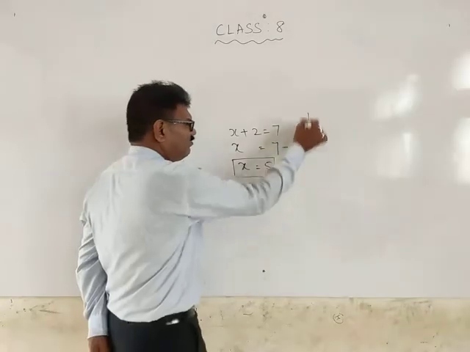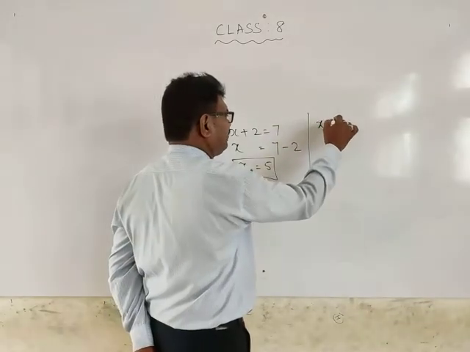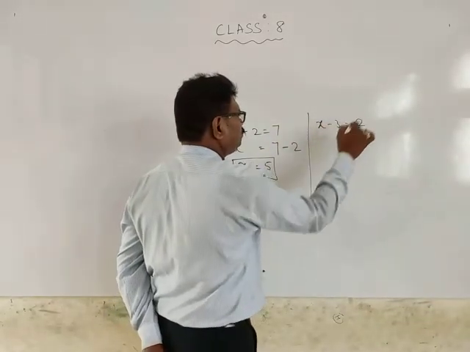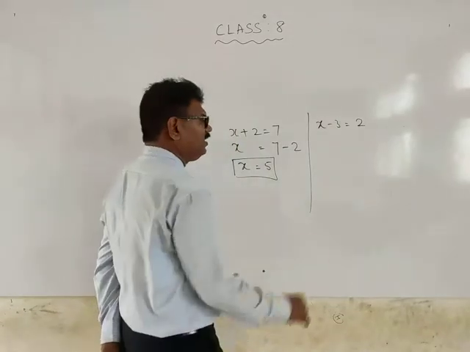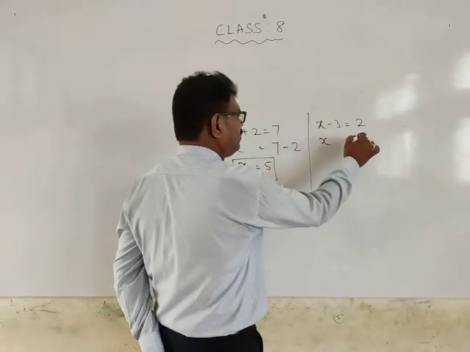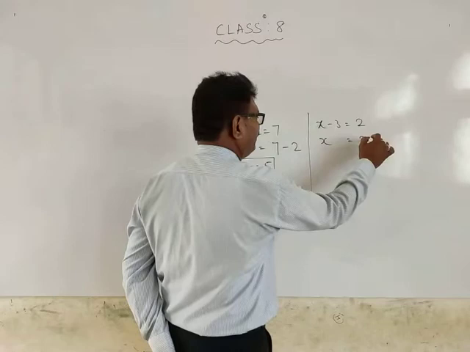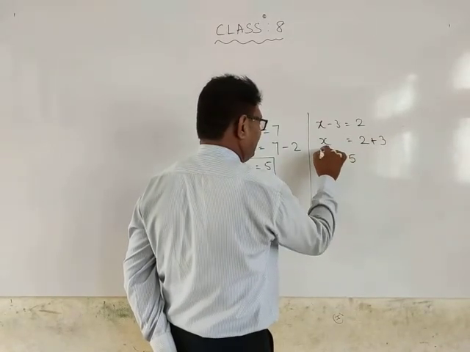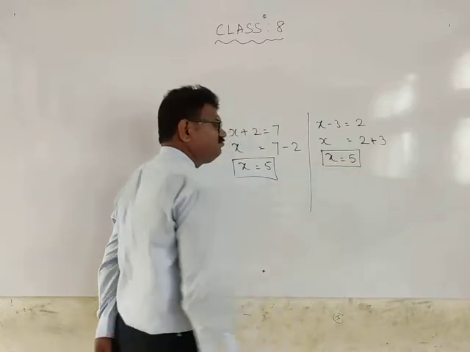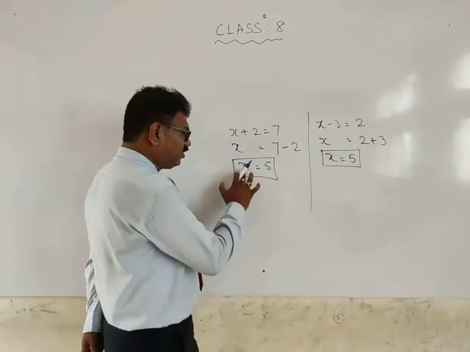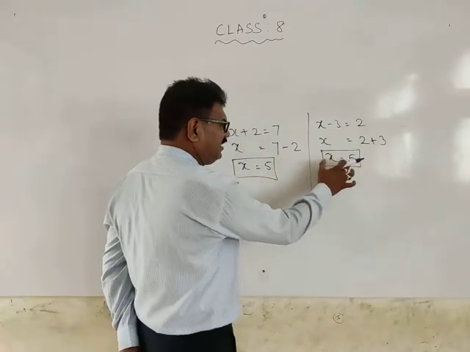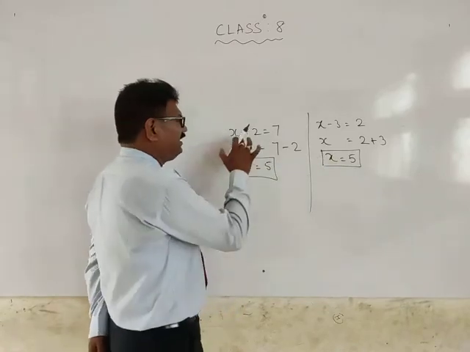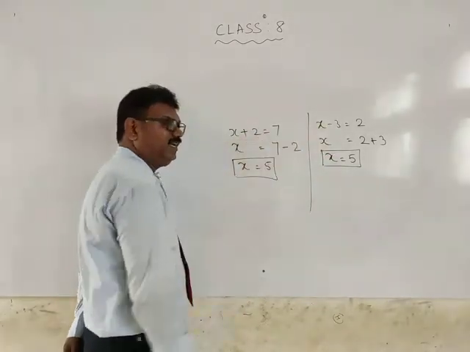See, one more example I will take. x minus 3 is equal to 2. Again, x is equal to 2 plus 3, since if it comes here, it becomes plus 3. x equal to 2 plus 3 is how much? 5. Even though x equal to 5 is correct in both, the equations are different only.